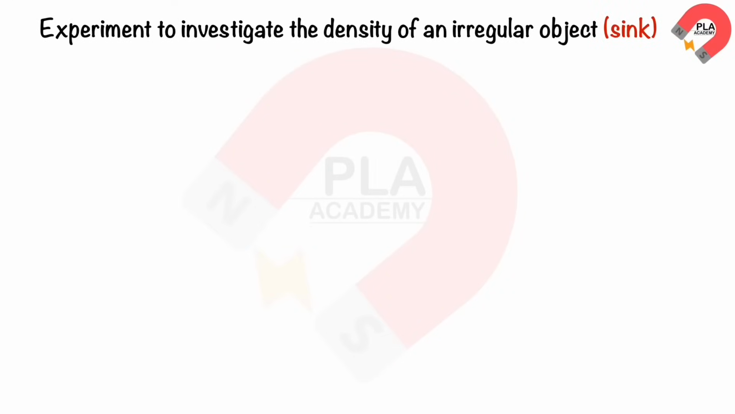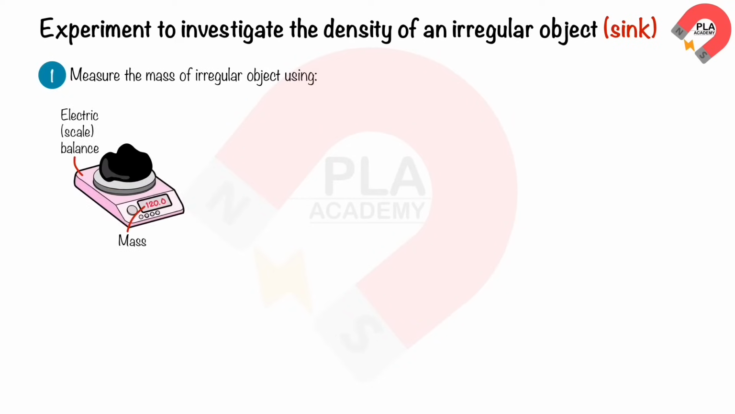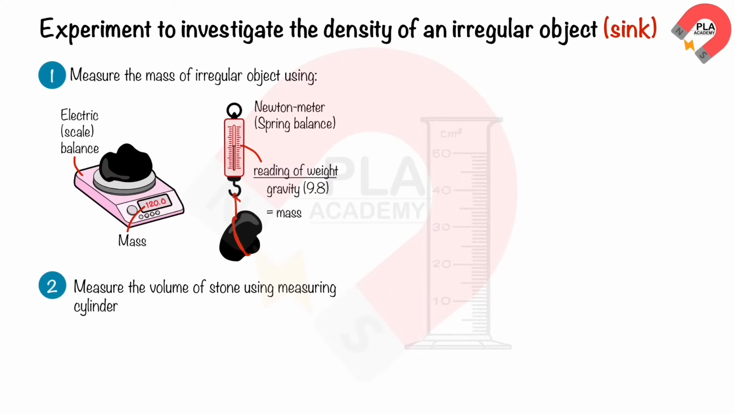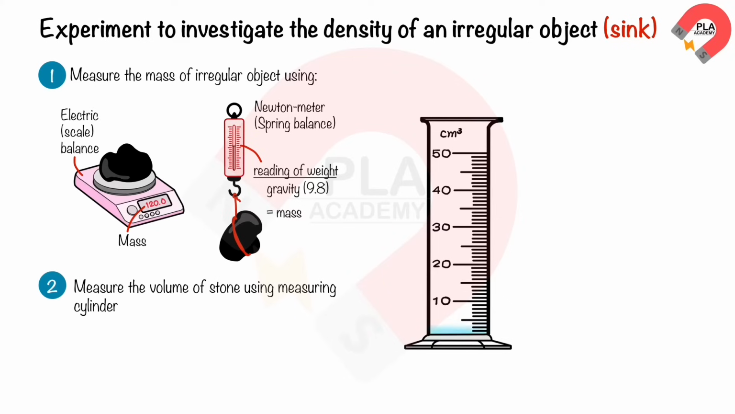Experiment to investigate the density of an irregular object that sinks in water, such as a stone. 1. We measure the mass of a stone using an electric balance, or a Newton meter as shown. 2. We measure the volume of a stone using a measuring cylinder, as follows.